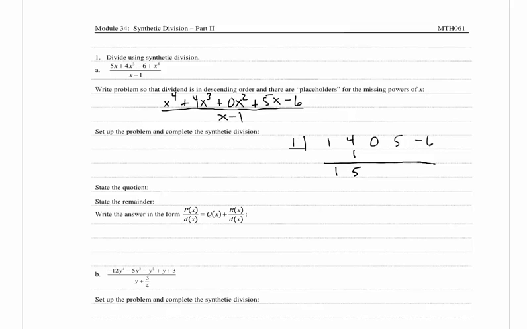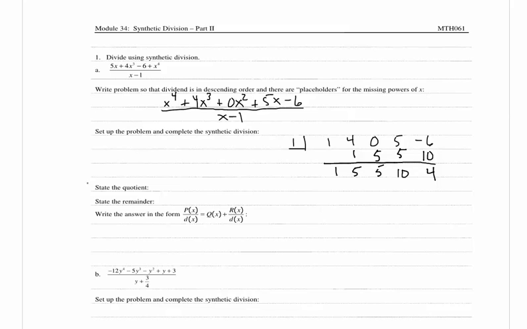1 times 5 is 5. 0 plus 5 is 5. And 1 times 5 is 5. 5 plus 5 is 10. And then we have 1 times 10 is 10. Negative 6 plus 10 is 4.